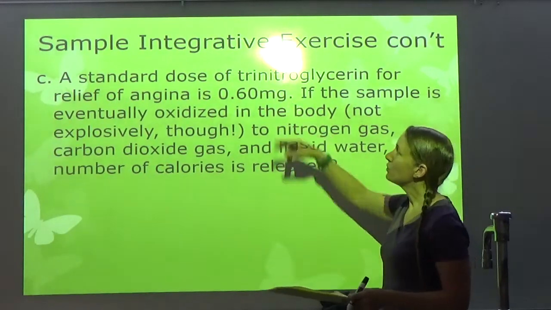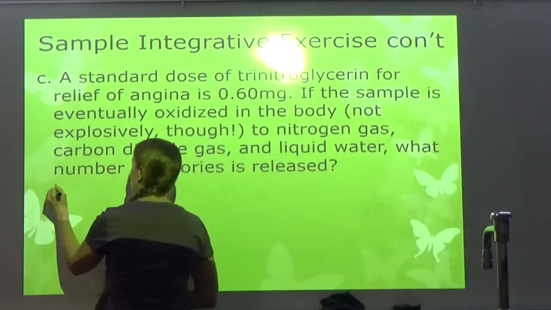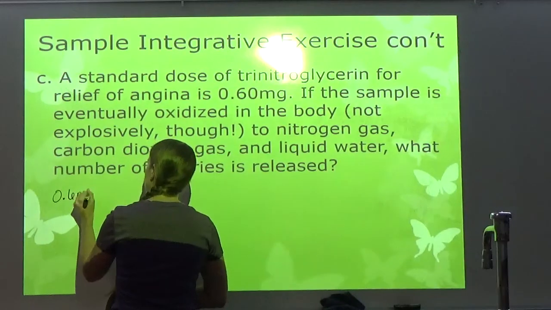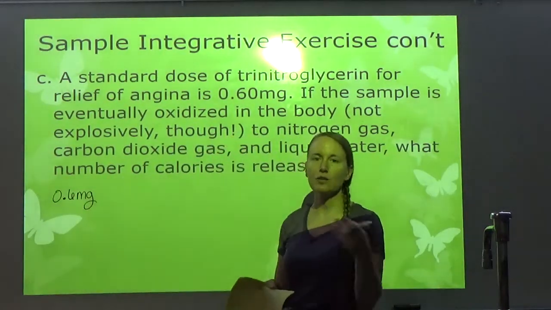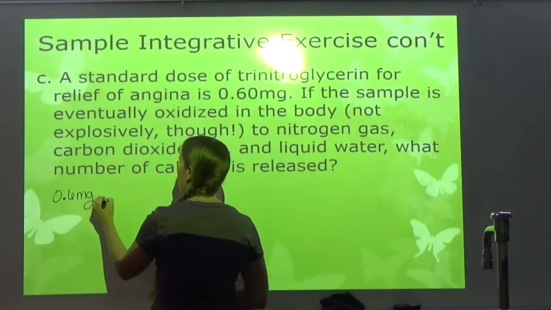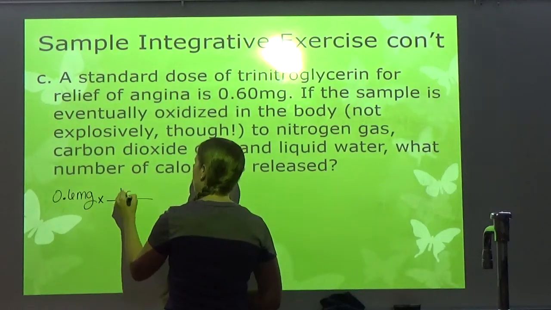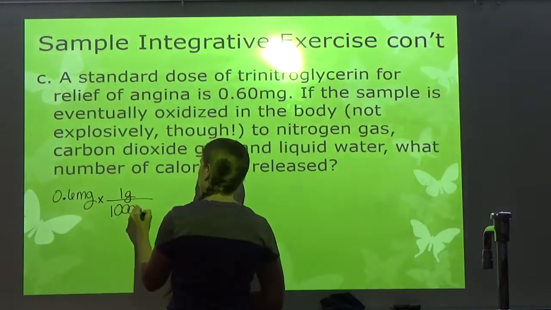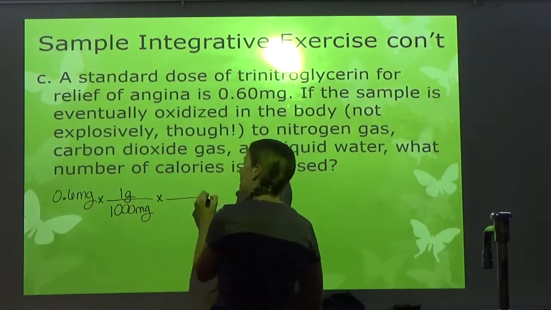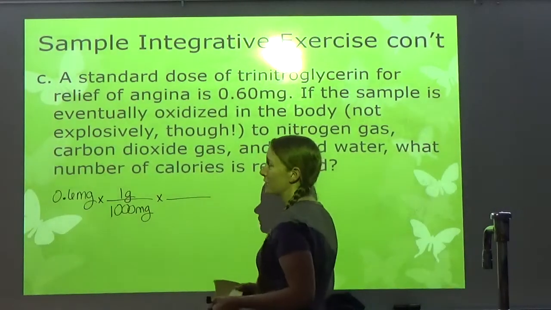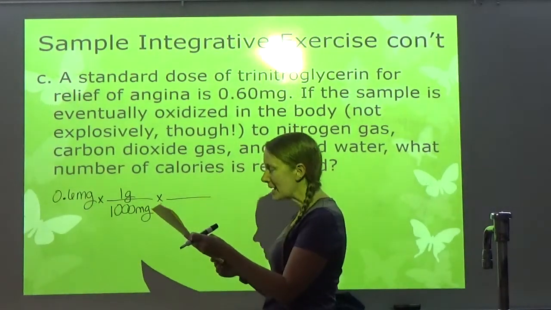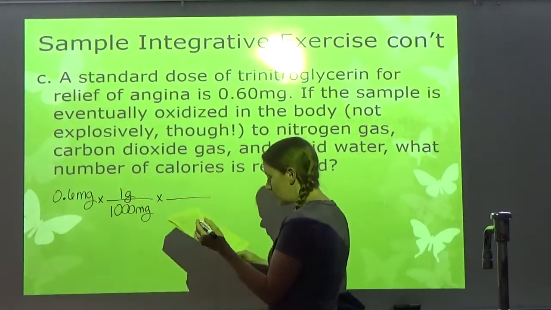So the point is, though, we're starting with 0.6 milligrams. So obviously we're not using milligrams, and the delta H we just calculated was per mole. So first let's get out of milligrams. So 1 gram is 1,000 milligrams. And then of course we know the delta H in kilojoules per mole, so the next thing is we need to get to moles. So the molar mass of the trinitroglycerin is 227 grams.